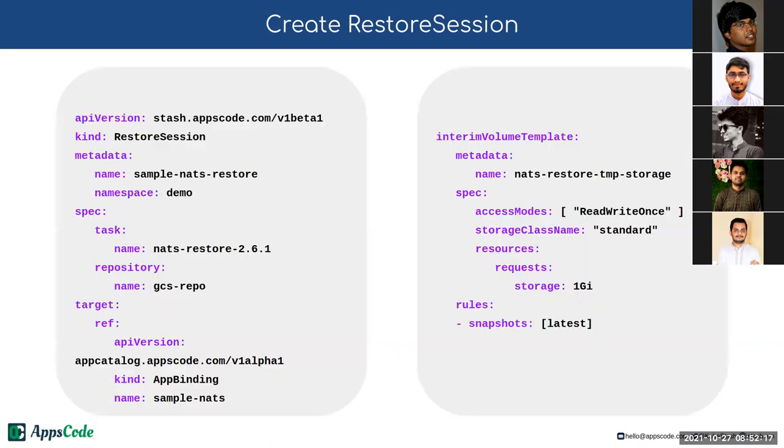Okay, so this is our YAML sample for the restore session. Similarly, we have provided the task name, which is our add-on, and provided the repository, which is GCS repo. And here is the target where I have provided the app binding, which is sample NATS. And again, we are providing the interim volume template, and this will be used by Stash to store the data temporarily before injecting into the NATS server. And here is the rules. We are providing snapshot latest, which basically means we are going to restore the last backup data. Okay, now let's create this restore session object.